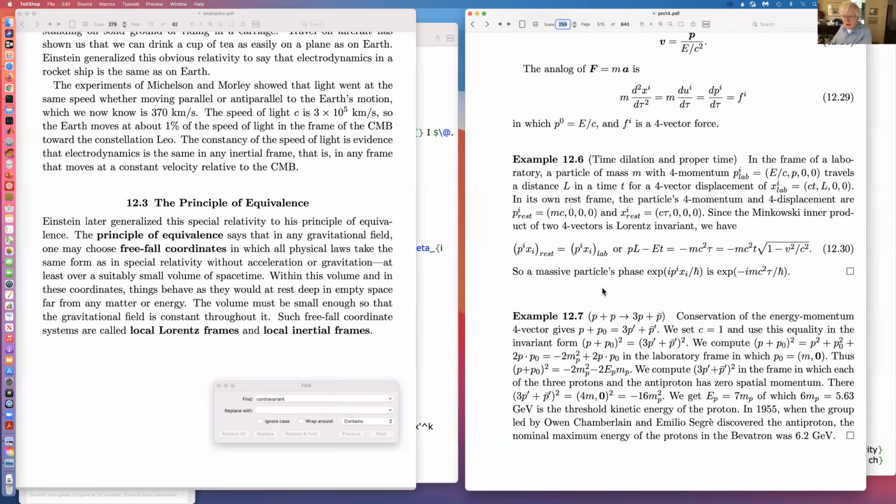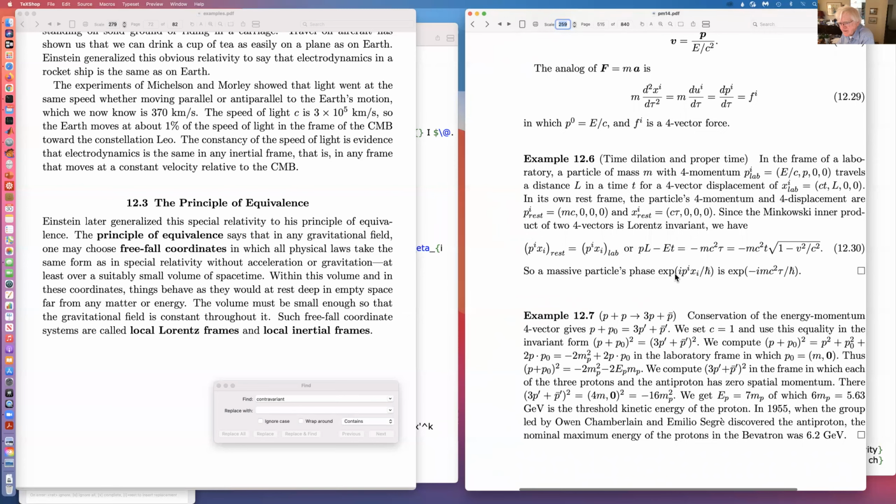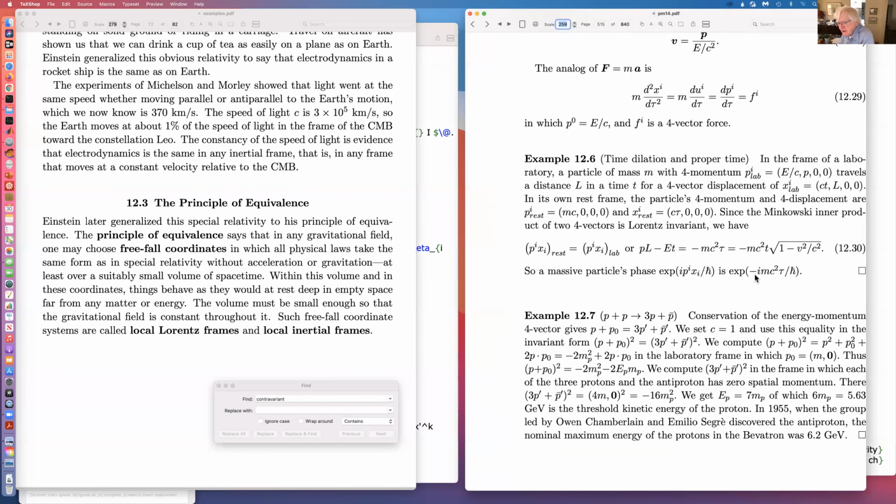I guess I've made that description too long, but anyway, the phase of a particle, for a plane wave, is e to the i p dot x over h bar. And so this is actually minus i m c squared tau over h bar. So this mysterious factor that occurs throughout quantum mechanics is actually just the proper time.